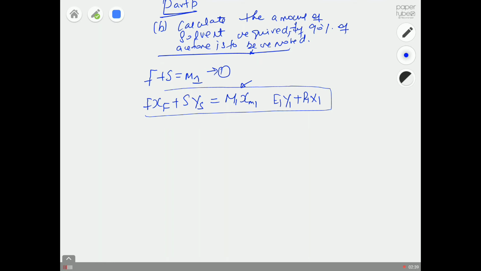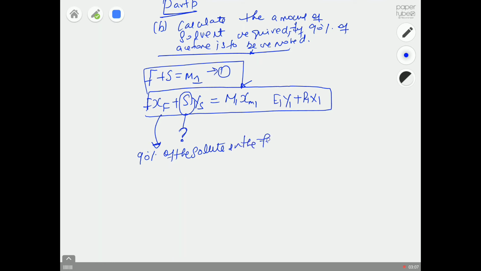We used these two expressions based on our initial conditions and also based on our solvent purity. And then the new question is, what will be the solvent requirement if we have to remove 90 percent of the solute in the feed solution?